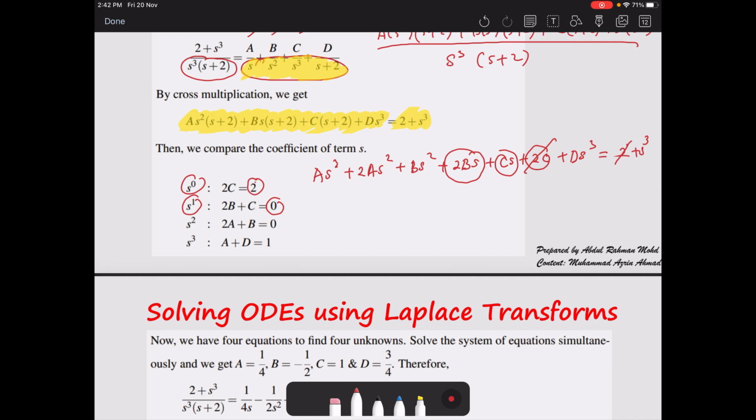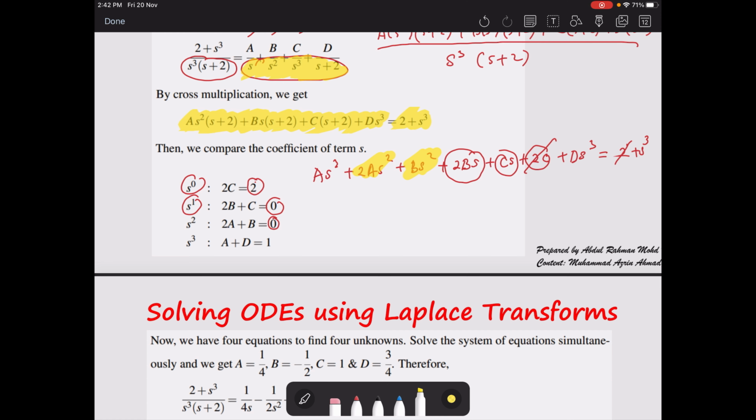On the right hand side, we didn't have an s power of 2, so it's 0. And for the left hand side, we have here 2A, and here we have B. So we have 2A plus B is equal to 0.